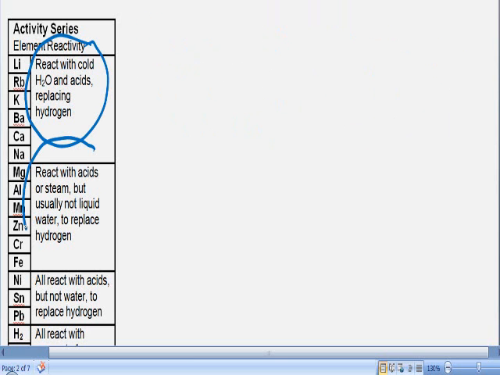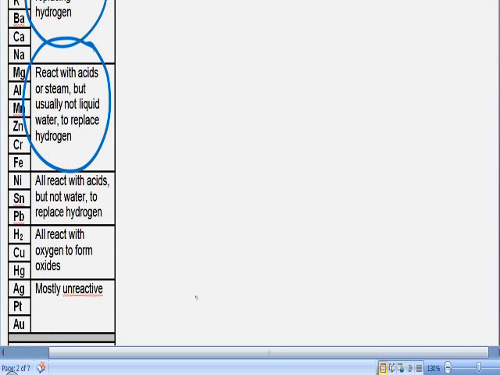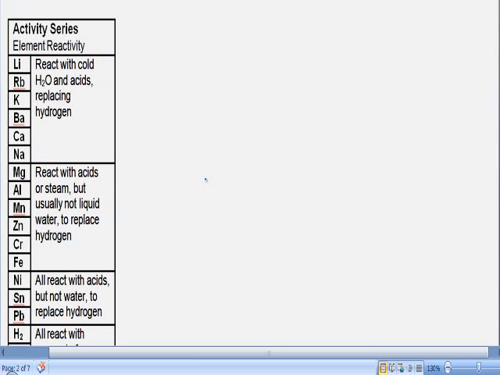We then, as we move down and get a little less active, these react with acids or hot water, steam, but will not replace hydrogen in liquid water. A little bit further down with less activity, we have metals that replace hydrogen from acids, but not water. And eventually we get down to some metals that are just unreactive with hydrogen in all circumstances. We'll do an example with the first one to start.